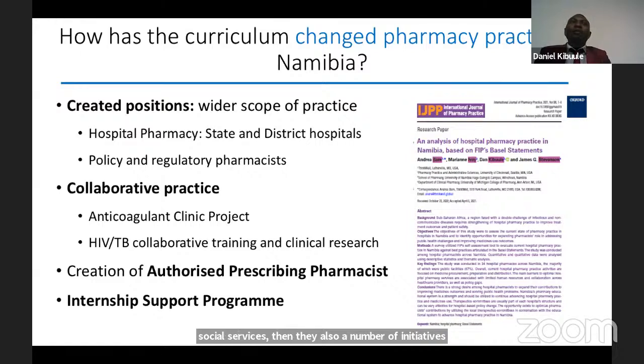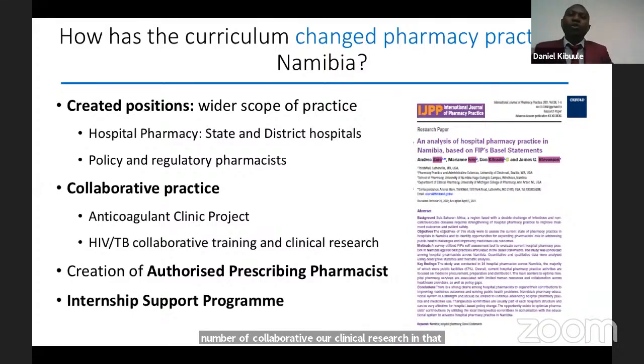So we are currently running an anticoagulant clinic project where a pharmacist is part of the multidisciplinary team, and they're advising on warfarin dosing. Then also we've had a number of collaborations, especially in infectious diseases, mainly in management of HIV infection and TB, and we've undertaken a number of collaborative clinical research projects in that area.